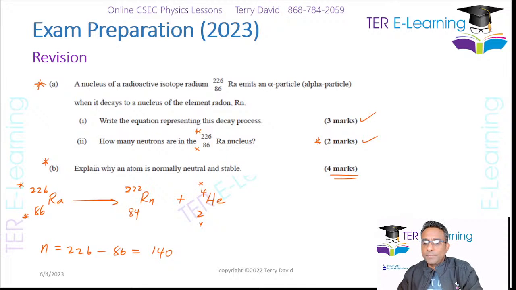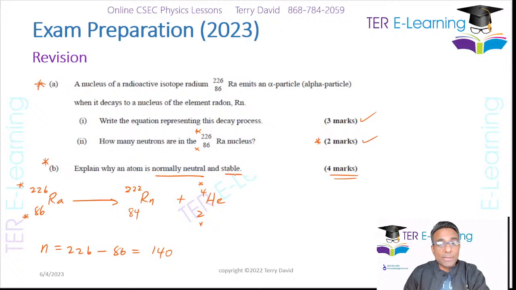Alright, so I am seeing some correct answers in the chat. So there are some people who know their physics here. Here's what CXC wants. There are 2 things they're asking you here. They want to know why the atom is normally neutral and also its stability. Some people might just answer the first part, but it's 4 marks. So let me explain why it's neutral.